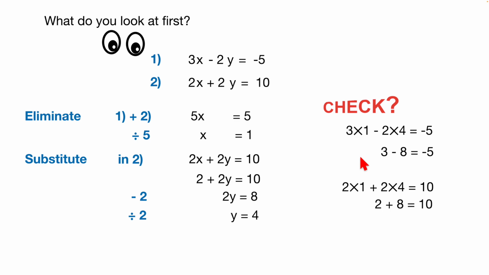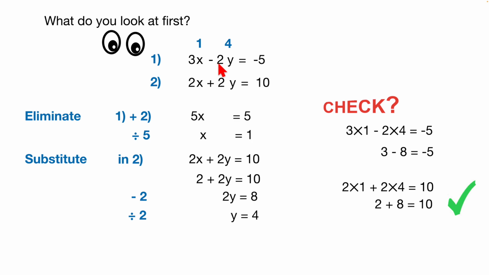Whew. I'm always relieved when it works out. That's why I give myself a tick and a moment to enjoy it. Thanks very much. So the other way of checking, of course, if you don't want to do all this, is to write 1 and 4, the values that you've decided are x and y at the top, and do it mentally.